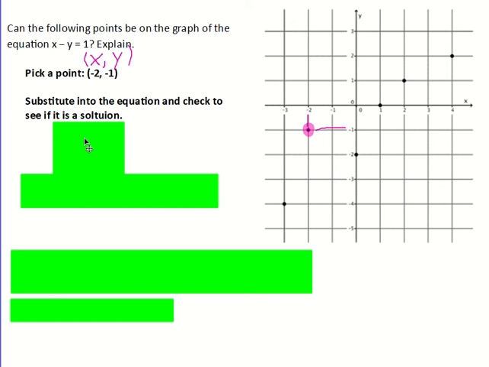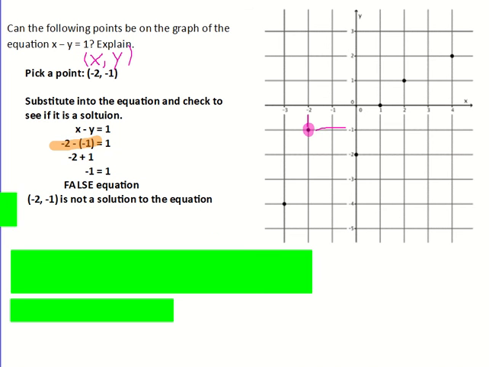So let's go through and begin. I'm going to write my equation down, x minus y equals 1. Plug in -2 for x, -1 for y. So -2 minus a -1. So we have to calculate this left-hand side to see if we get a positive 1. So that double negative changes to a positive 1, so -2 plus 1 gives us -1. So this is a false equation.